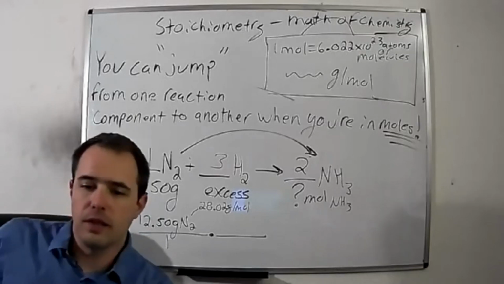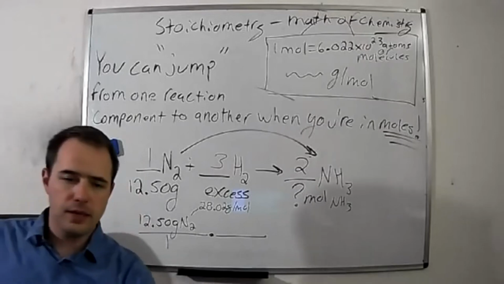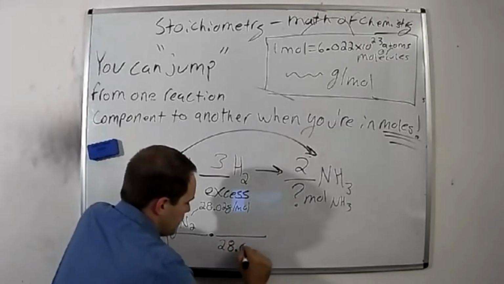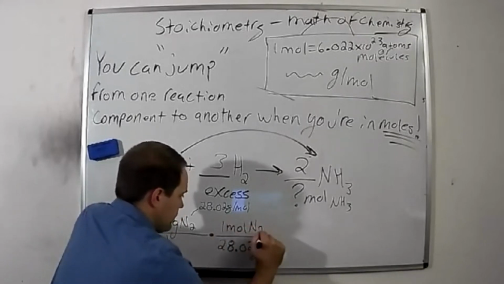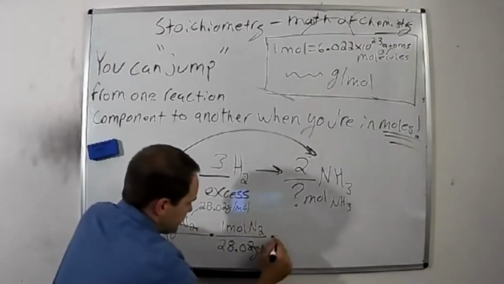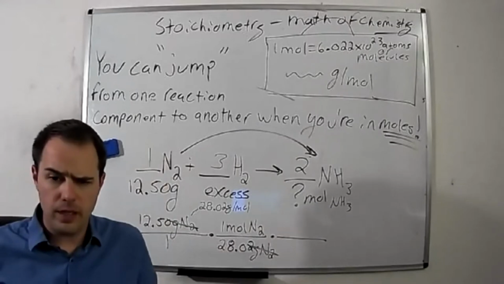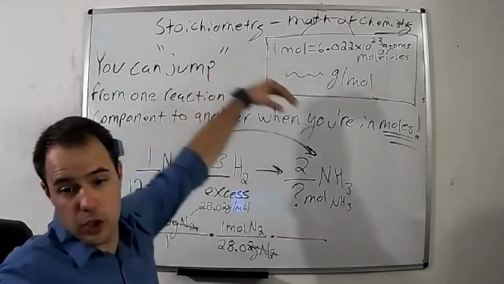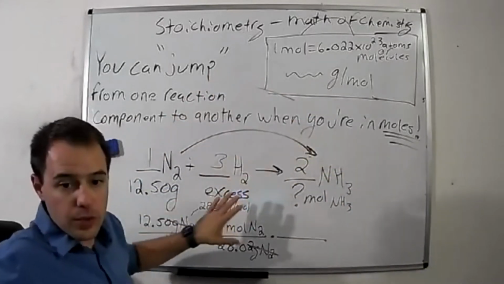What are we thinking? Multiply by 28.02 or divide? Thank you, Heidi. We want to divide. The 28.02 grams is going on the bottom. The 1 mole of N2 is going on the top. And now I'm in moles of N2. Why did I want to get into moles of N2? Because once I'm in moles, now I can jump, right? Now I can jump over here using a mole ratio.